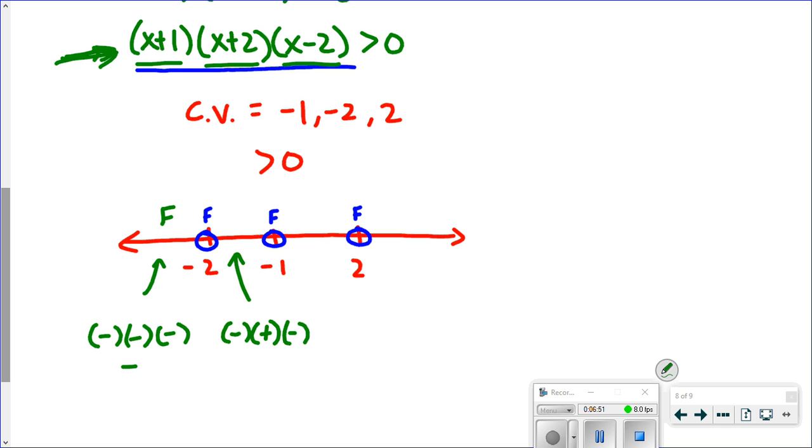A negative times a positive times a negative is positive. So is a positive number greater than 0? Yes, that's true. So I can shade here.